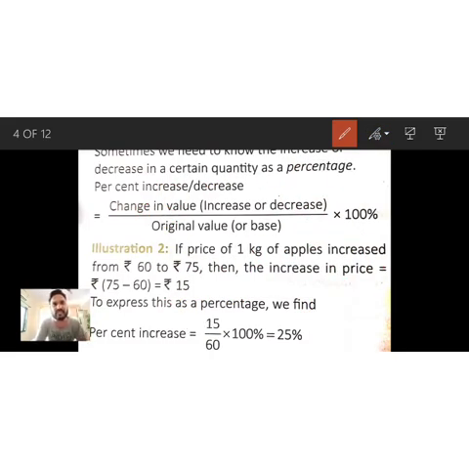If the price of 1 kg apple increases from 60 to 75, first the price of 1 kg apple is 60, then it increased to 75. Then the increase in the price equals what? 75 minus 60 equals 15. Okay, so express this as a percentage. What do we have to do? The change value upon the original price, that is 60, multiplied by 100. The answer is 25%. The rate of 1 kg apple is increased.